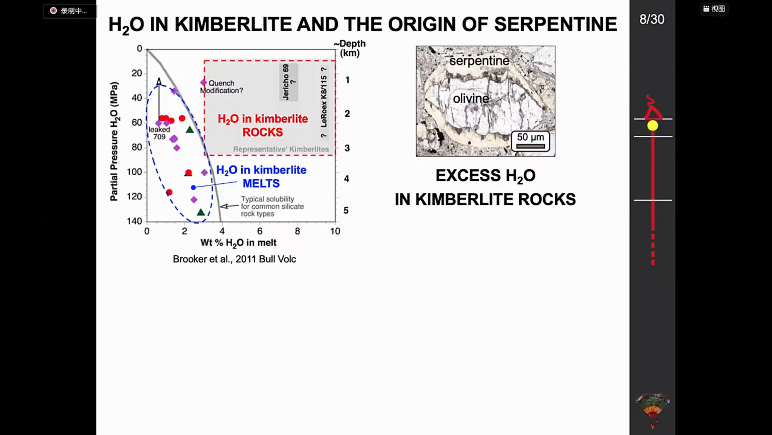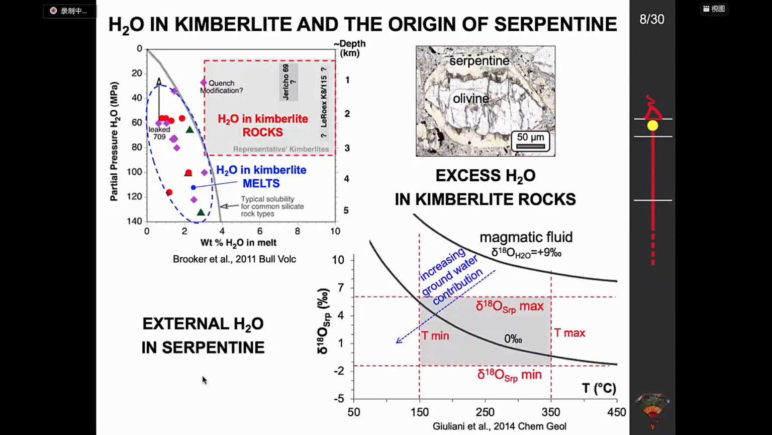And this can also be demonstrated by looking at the oxygen isotopes of serpentine. In this chart, we have oxygen isotopes on the left-hand side, on the y-axis, versus temperature on the x-axis. These are the compositions measured so far for oxygen isotopes in serpentine, and these are the temperatures of serpentine formation. Essentially, this gray box represents the composition and temperature conditions of formation for serpentine.